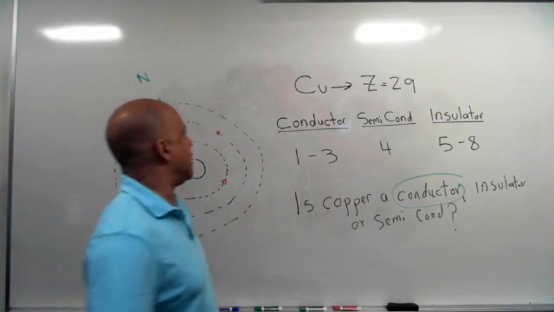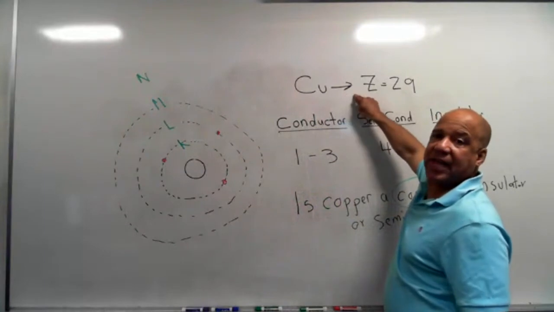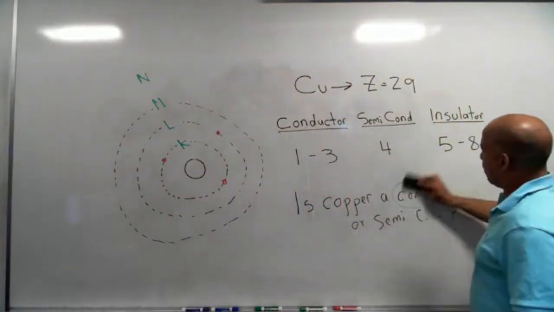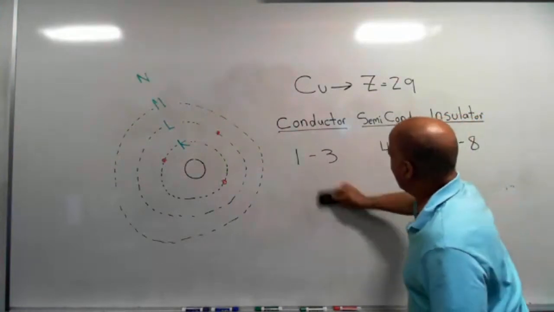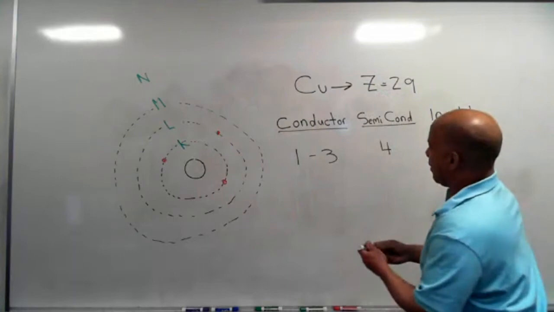So what I'm going to do is represent each electron with a dot, and I'm going to show 29 of them. What I like to do is group them in groups of 10s. So these are the 29 electrons that copper has right here.